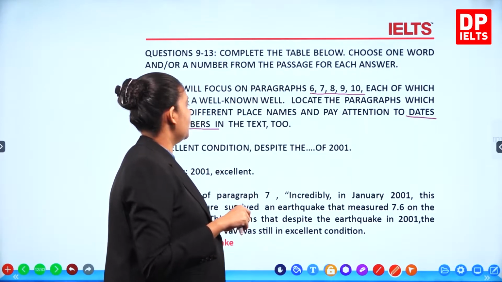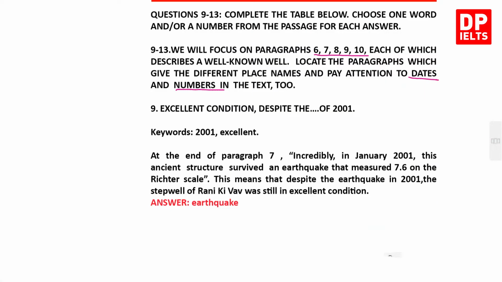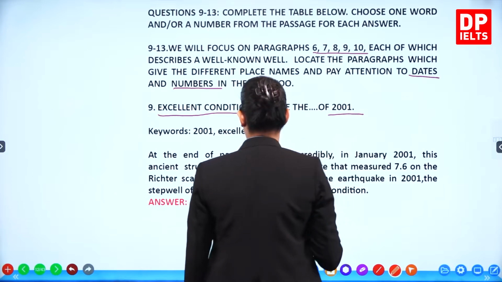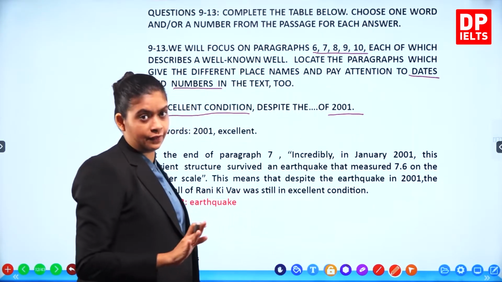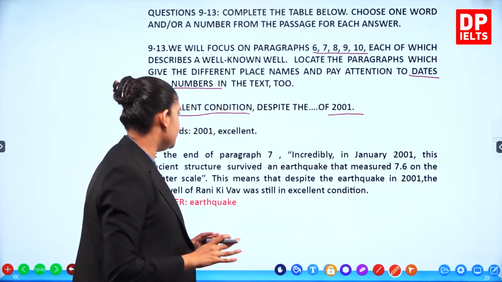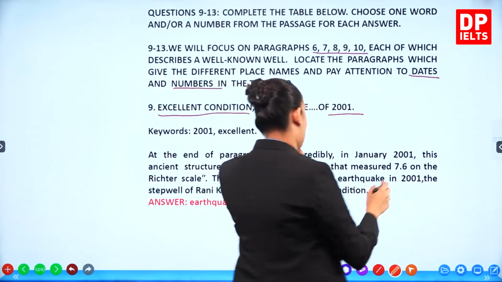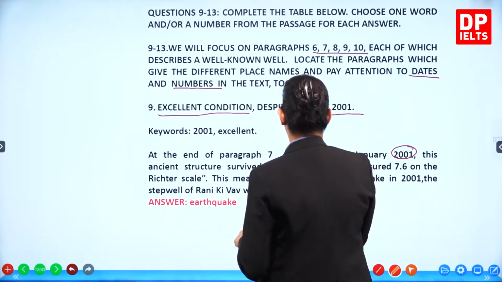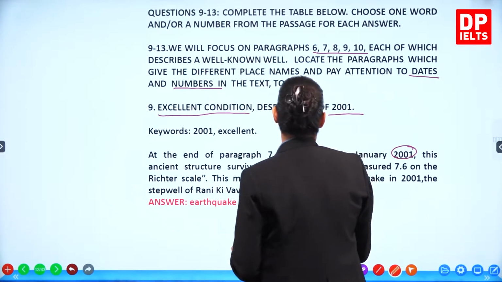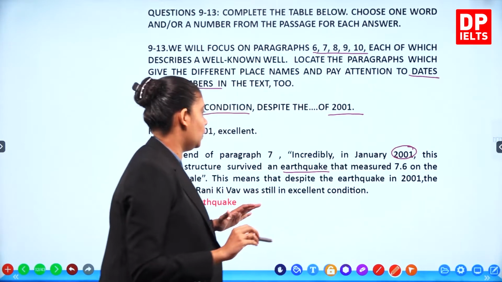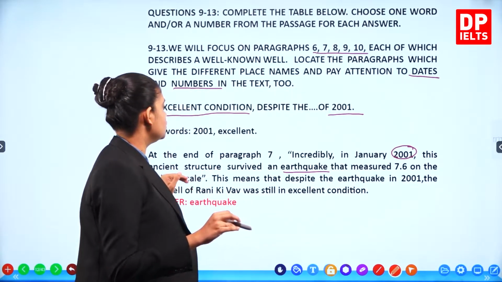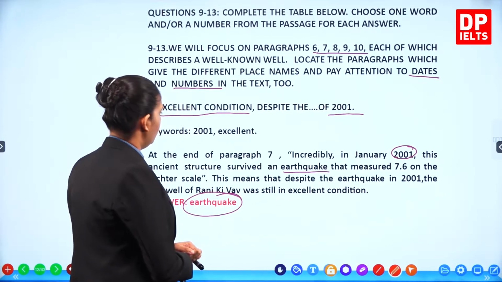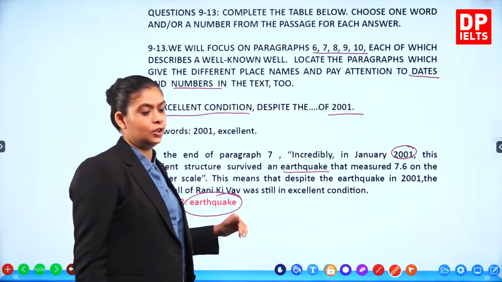Excellent condition despite the blank of 2001. So keywords are excellent condition, 2001. Go to para 7. Incredibly, in January 2001, this ancient structure survived an earthquake. Right? So despite an earthquake, it still survived. So excellent condition despite the earthquake. Alright, so the answer here is earthquake.